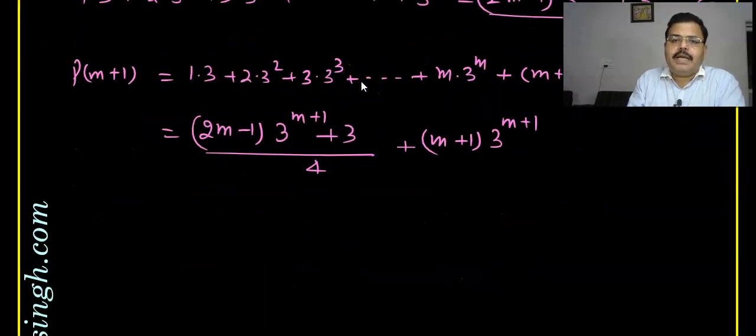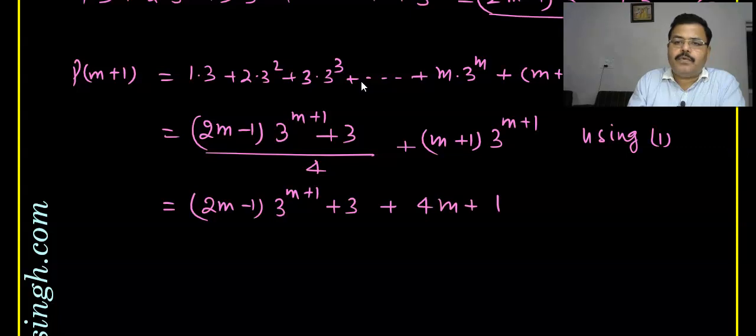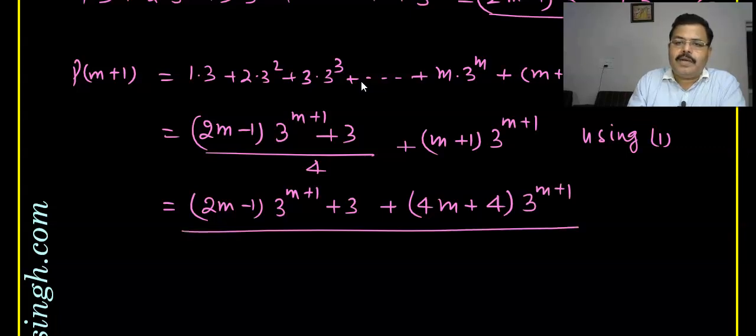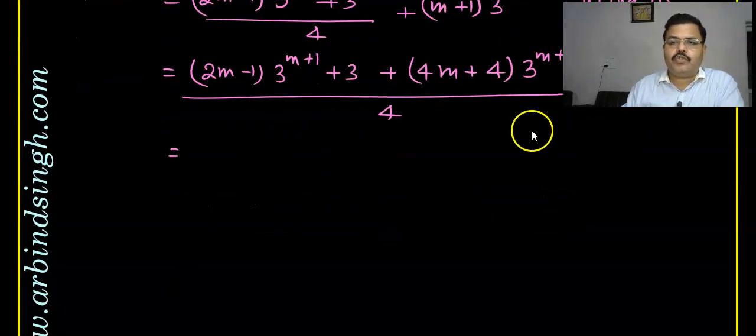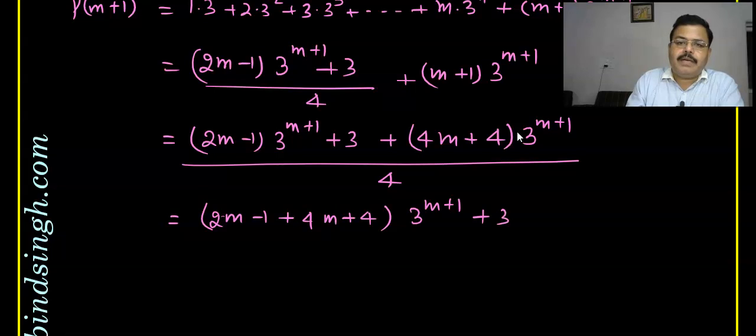So using this fact, I can calculate here what you need to write using equation 1. And I can write it like (2m minus 1) 3 to the power m plus 1 plus 3, plus 4 times (m plus 1) into 3 to the power m plus 1, whole divided by 4. So further it can be written as, because in these two 3 to the power m plus 1 is there, I can take common, so it would be (2m minus 1 plus 4m plus 4) into 3 to the power m plus 1 plus 3, divided by 4.